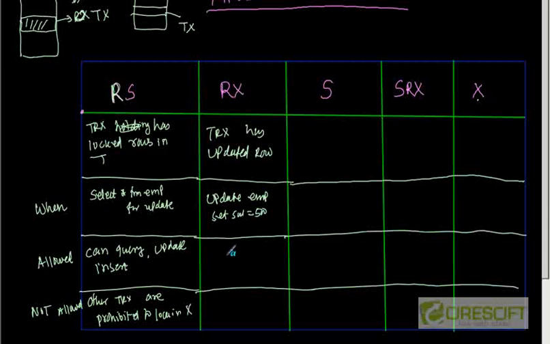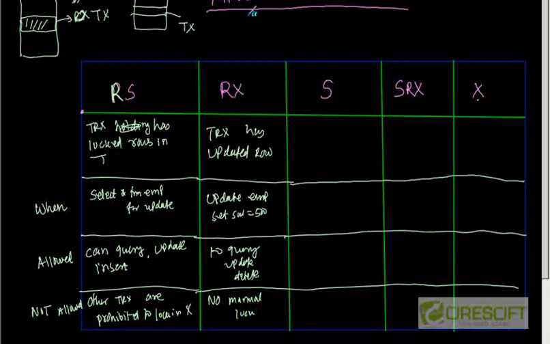Okay, the same thing. So other transactions are allowed to query, update, delete. What other transactions are not allowed to do is acquire any other locks manually. No manual locking.